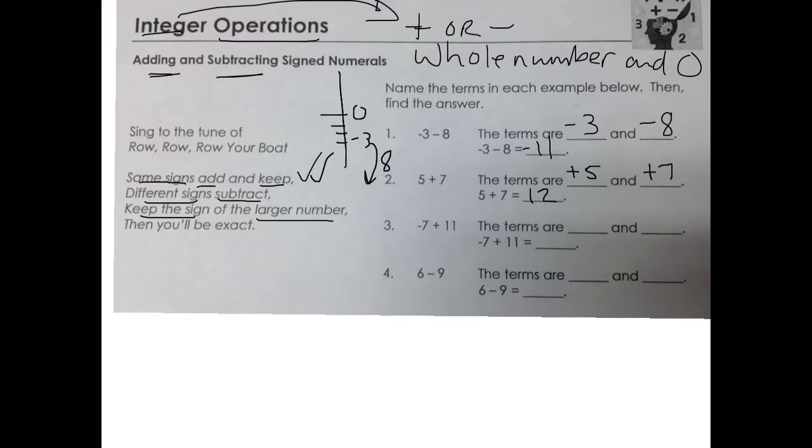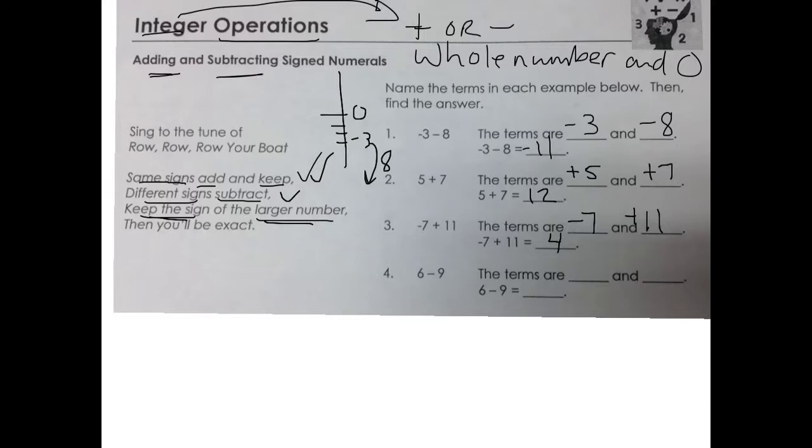In number 3, the terms are -7 and +11. So this switches down to different signs. So if we see 11 and 7 and we subtract them, we know that that's 4. They're 4 apart on a number line, 11 and 7 are. Then we keep the sign of the larger. So 11 is larger, so we leave it as +4. Okay?